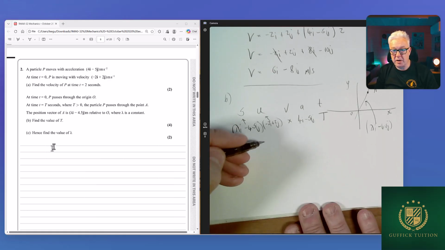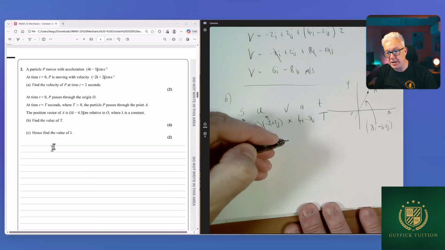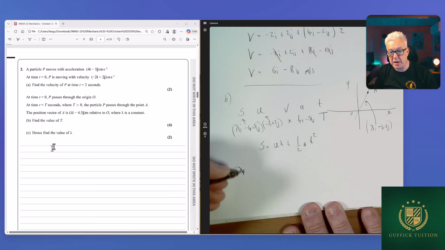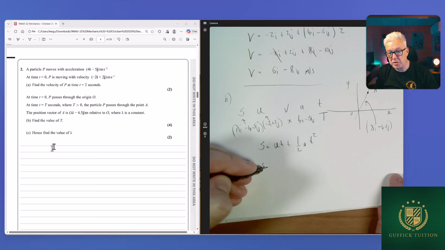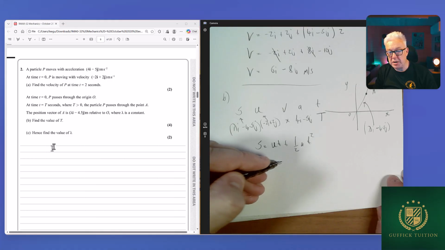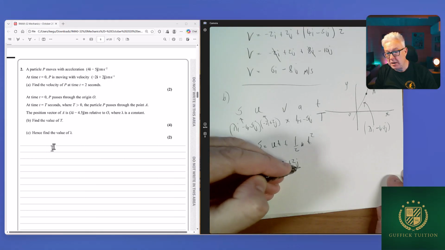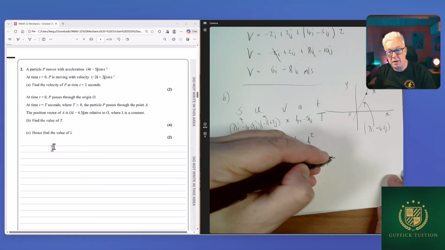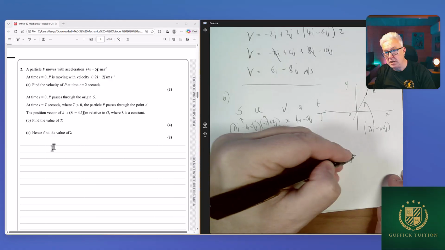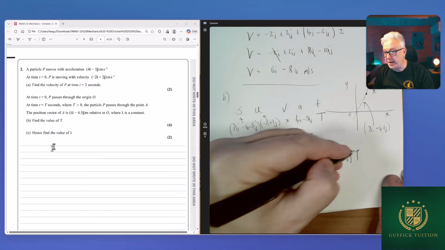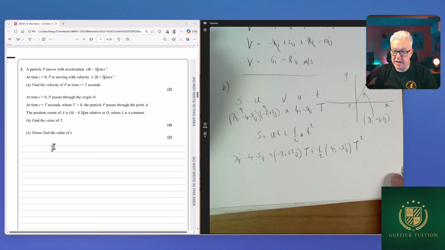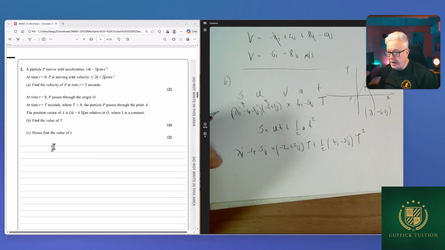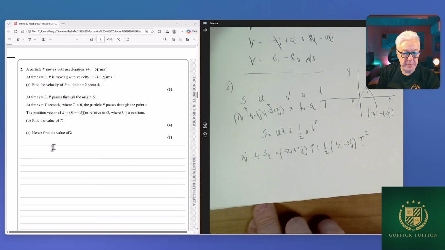So the SUVAT equation is going to be that s is equal to ut add a half at squared. So our displacement, lambda i minus 4.5j, is equal to minus 2i plus 2j times by t plus a half times by 4i minus 5j times by t squared. s equals ut add a half at squared. Okay, so that's good. So what we can do now is, for the first bit, find the value of t.